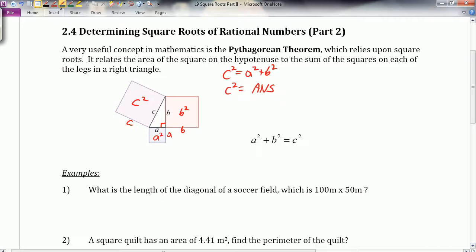And then to undo the square, you have to square root. And you can't do it to one side. Algebra says keep it equal, do it to both sides. So then you get c equals the square root of whatever answer you got from adding the squares. Now there's a way to check.